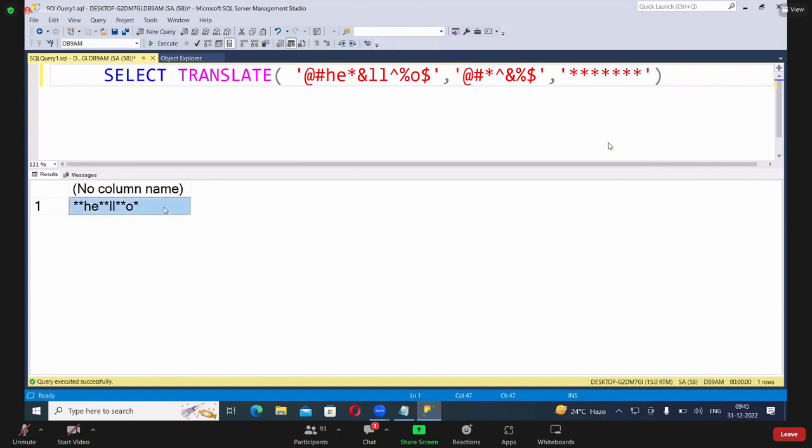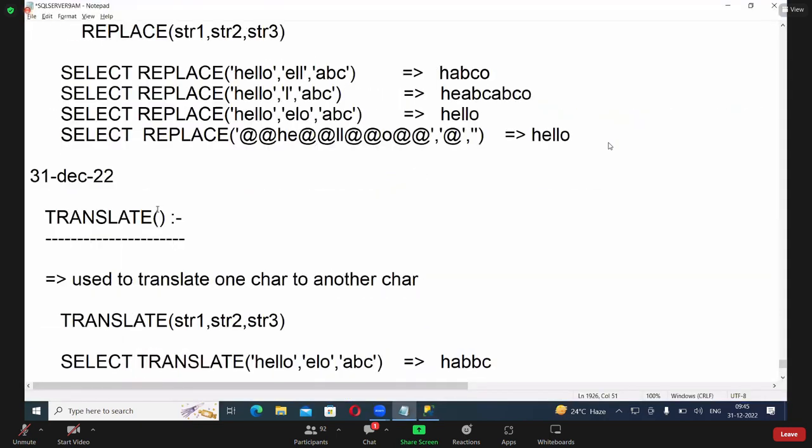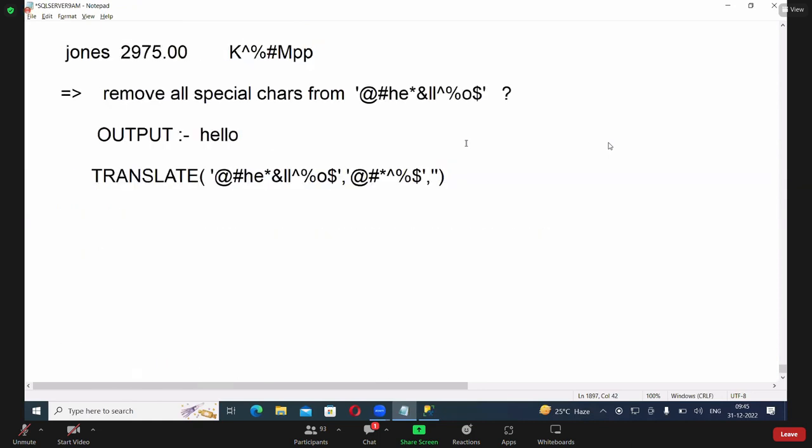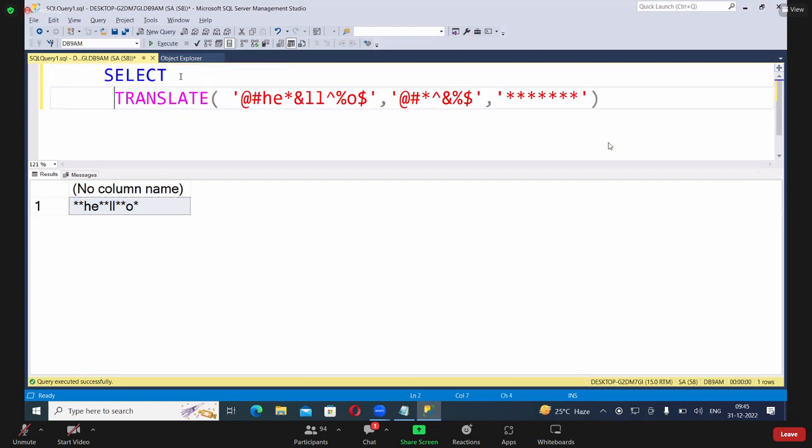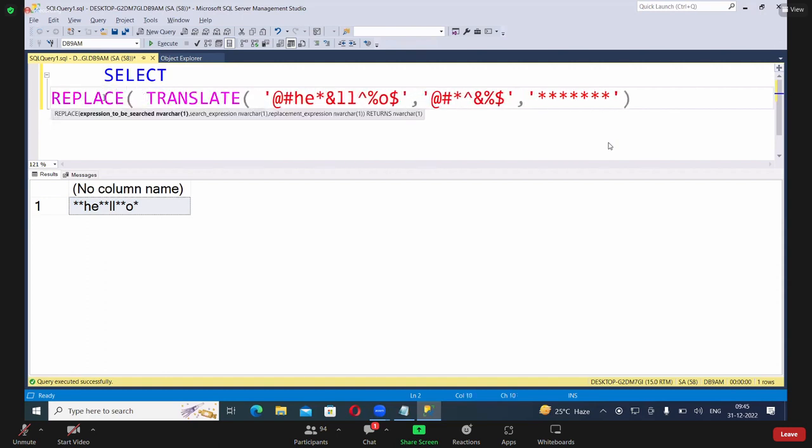Now the output is this. Now remove this star. How to remove the star? Here, you see this. How to remove this at the rate? Wherever at the rate is there, replace at the rate with what? Null. So here also, to remove the star, replace star with null. This is the translate function output. In the translate function output, replace star with null. Yes. Now use a function. Which function? Replace. And for the replace function, what are the inputs?